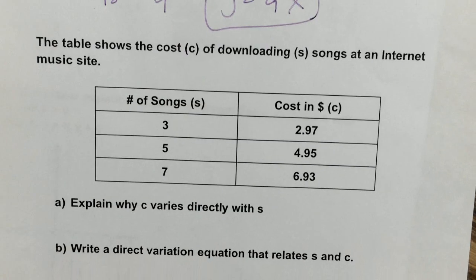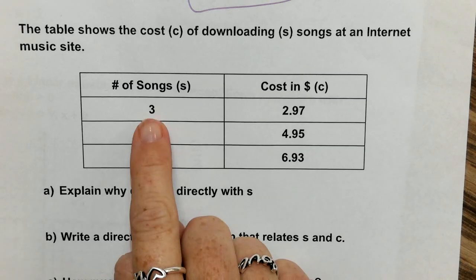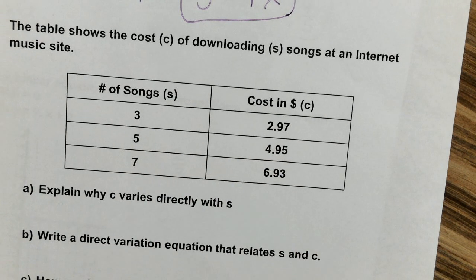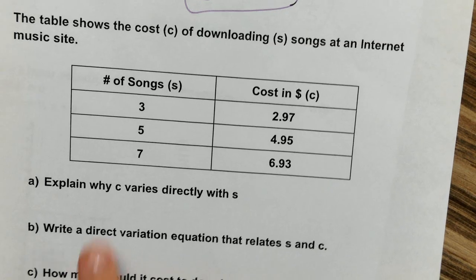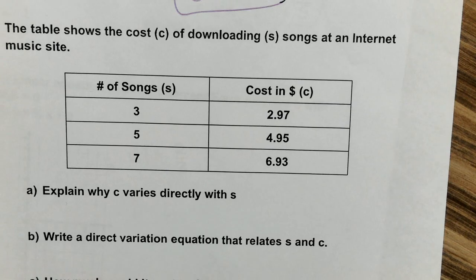All right, last part. A word problem. It says the table shows the cost of downloading a song at an internet music site. If I download 3 songs, it costs $2.97. If I download 5, it costs this, 7, it costs that. It says, explain why it varies directly. Remember, varies directly just means it's proportional.